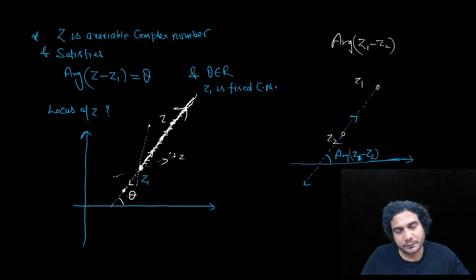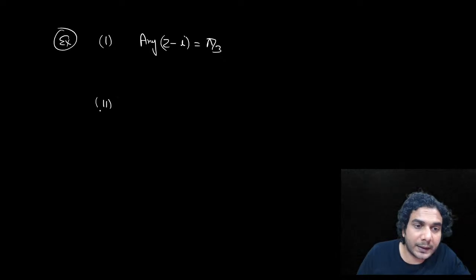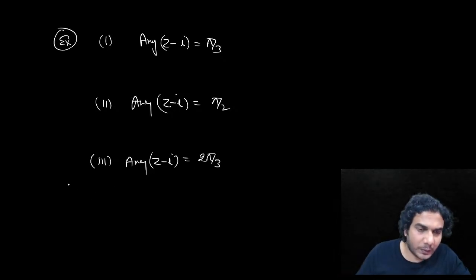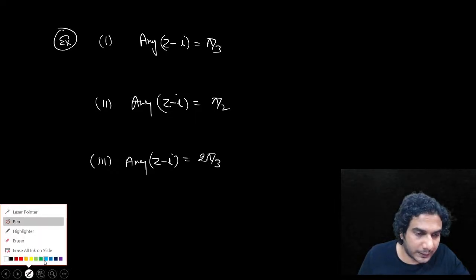That is the locus. For example, let me give you an example. If I ask you to plot the locus of argument of z minus iota is equal to pi by 3, first example. Second, argument of z minus iota is equal to pi by 2, and third example, argument of z minus iota is equal to 2 pi by 3. All right. So first let's plot these three, then we will plot other examples also.